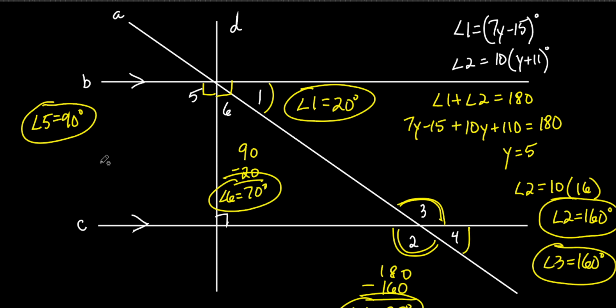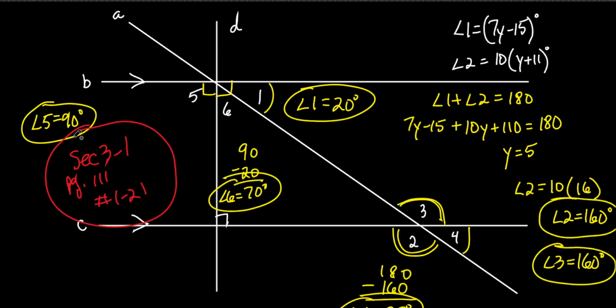Let's see, what's the homework? 1 to 21? Yep, so it's section 3.1, page 111, and it's 1 to 21. All right, that's it. Have that done for tomorrow.